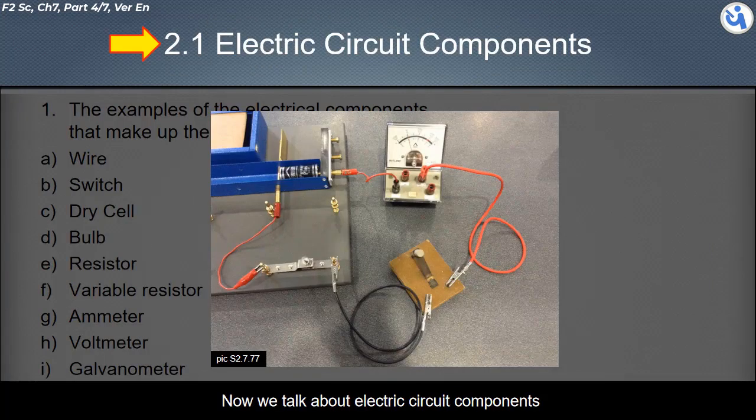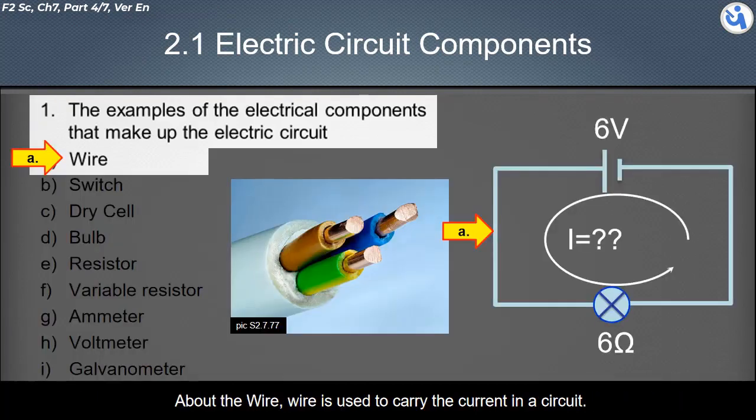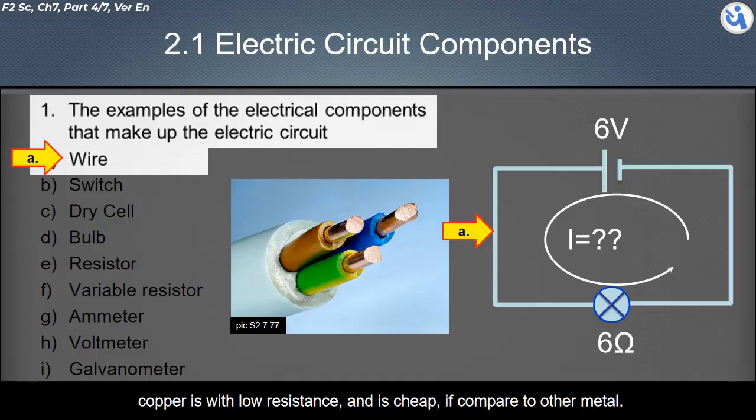Now, we talk about electric circuit components. The following are examples of the electrical components that make up the electric circuit. About the wire: wire is used to carry the current in a circuit and bring the charges from the power source to the equipment. Wire is made of metal with low resistance. This is to reduce the power loss due to the resistance of the connections in the circuit. Copper has low resistance and is cheap compared to other metals, so copper is widely used to make wire.